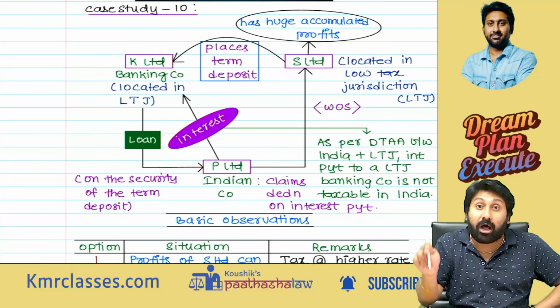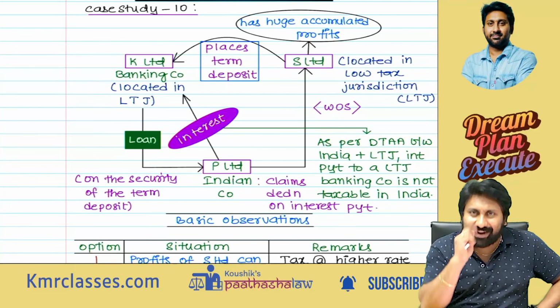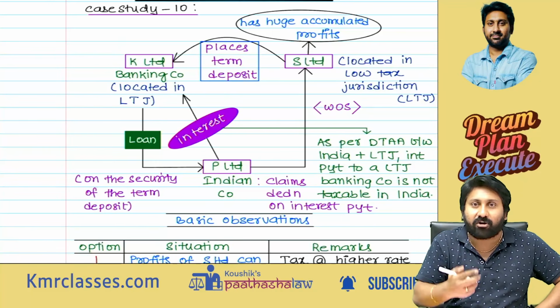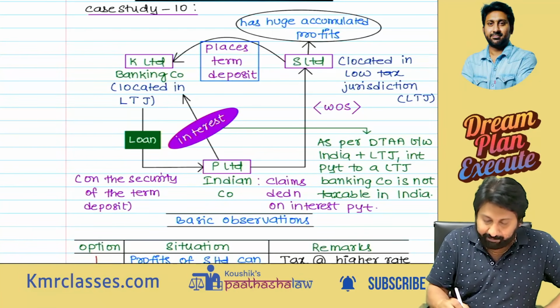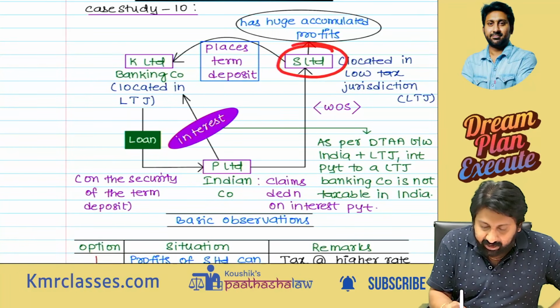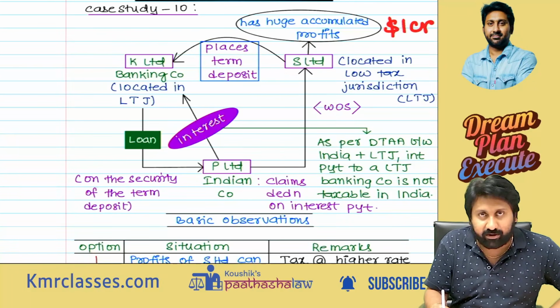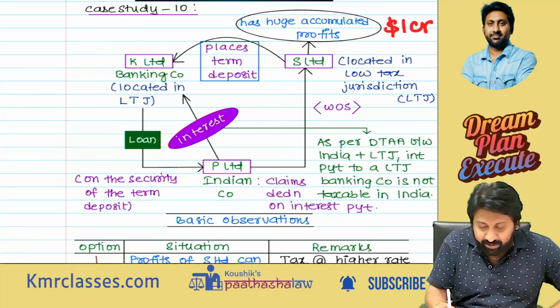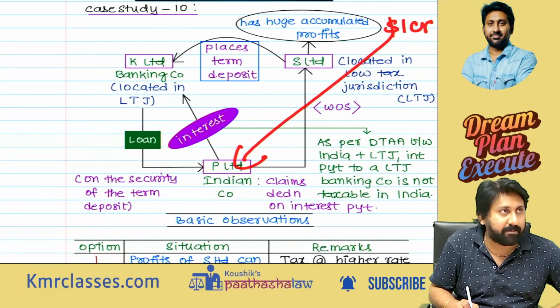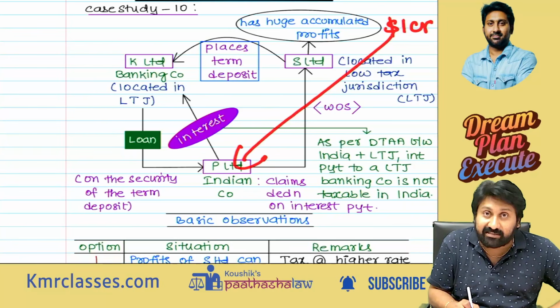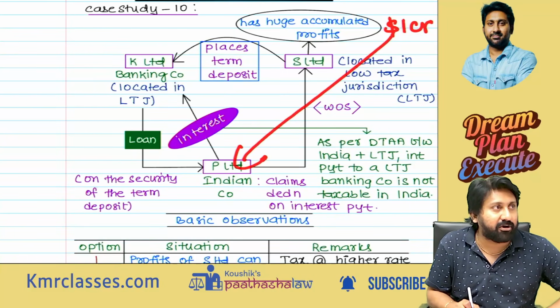Therefore, they wanted to abuse the treaty benefit. Why treaty benefit? Treaty benefit should be used for doing business, not to avoid taxes. See here what happened. S Limited has, let us say for example, $1 crore accumulated profits. If this $1 crore is paid as a dividend, it becomes taxable under 115BBD. Given as a loan, it becomes taxable as a deemed dividend under 2(22)(e).